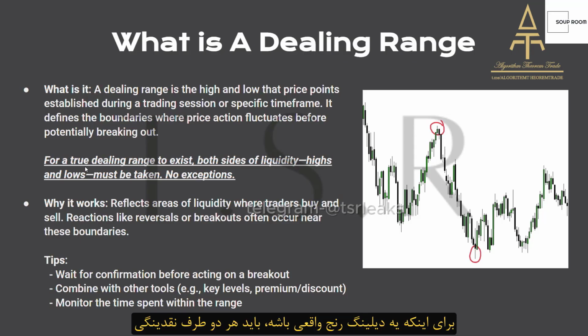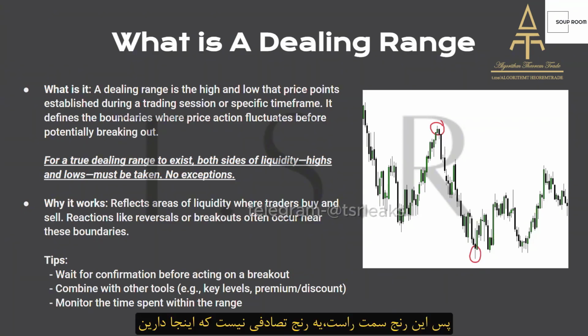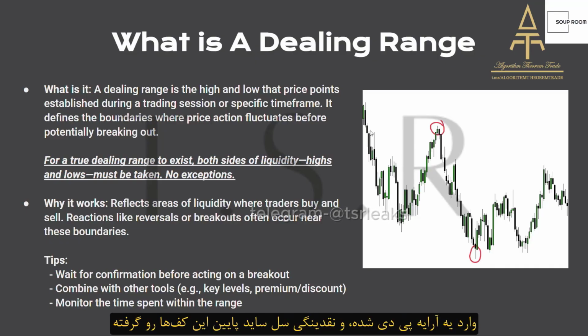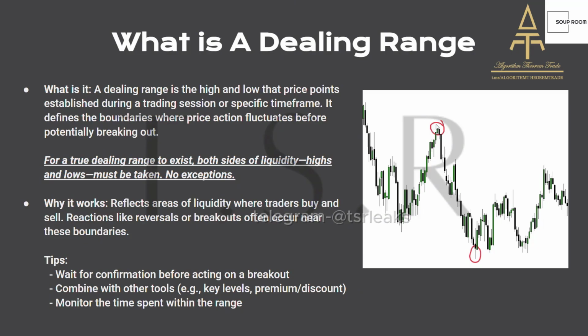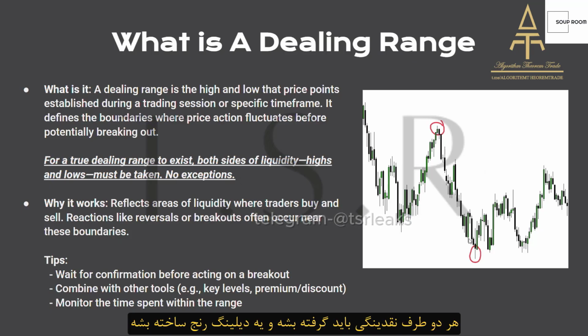For a true dealing range to exist, both sides of liquidity, highs and lows, must be taken. No exceptions. So this is not any random range to the right of your screen here. This high and low from this specific session took out buy-side liquidity above these highs into a PD array, and took out sell-side liquidity below these lows, potentially hitting a key level. Regardless of the key level, this is a dealing range. Both the high and low took out liquidity. Both sides of liquidity must be taken to form a dealing range.